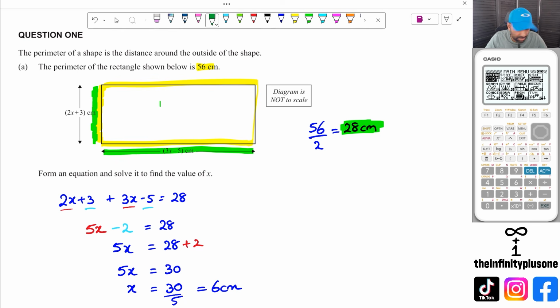So grades wise, you are looking at an achieved for this. So that gives you an achieved for this question. Okay, so let's go to the second question.